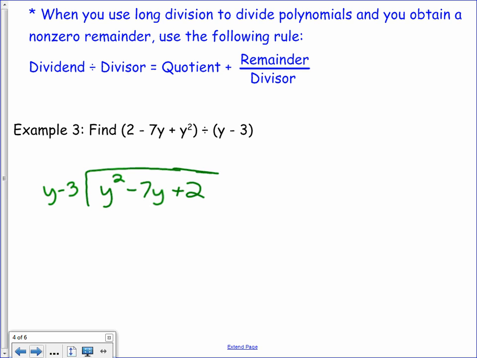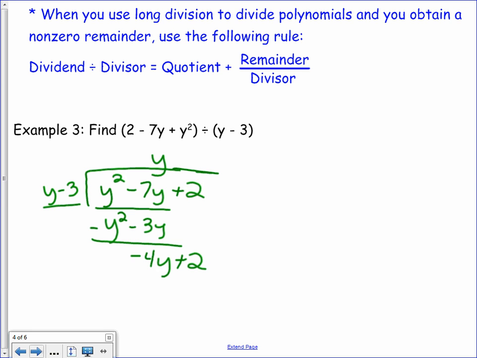Now we're going to see how many times y minus 3 can go into y squared minus 7y. So we're going to multiply that by y, and that will be y squared minus 3y. And we'll subtract: negative 7y minus negative 3y will be negative 4y plus 2.